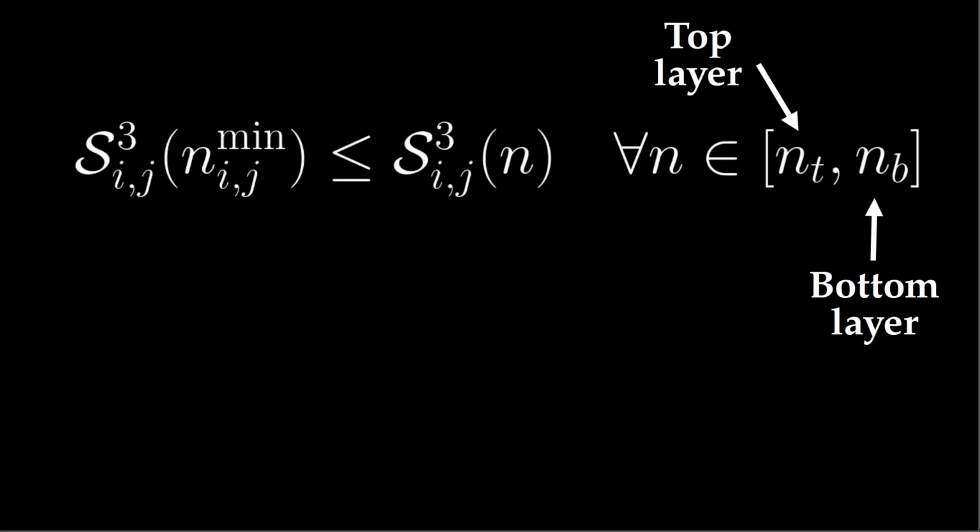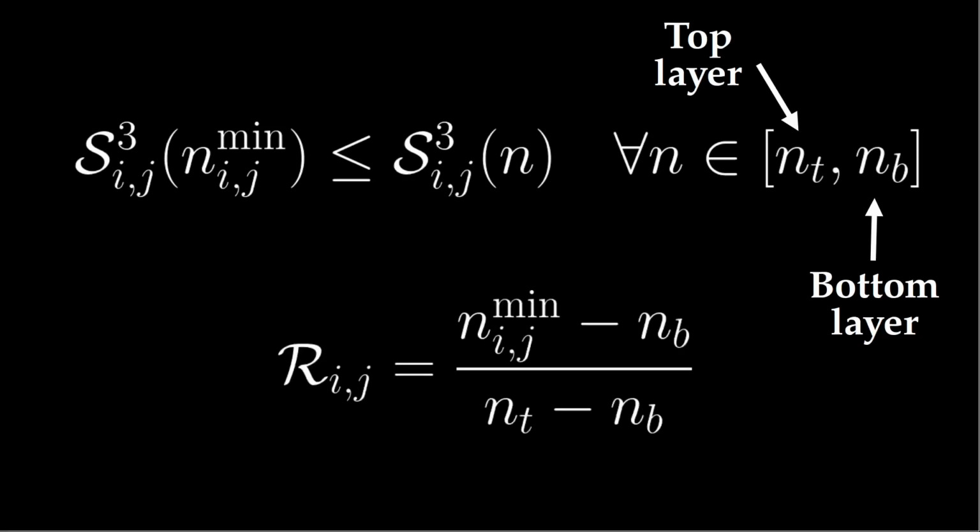Once we have the values of n minimum for each pixel, we can define the recovered depth map like this. You can take some time to convince yourself that for n minimum equal to nb, rij will have a value of 0, which is a black pixel, and for n minimum equal to nt, we will have a white pixel. All intermediate values of n between nt and nb will end up as equally spaced shades of gray.